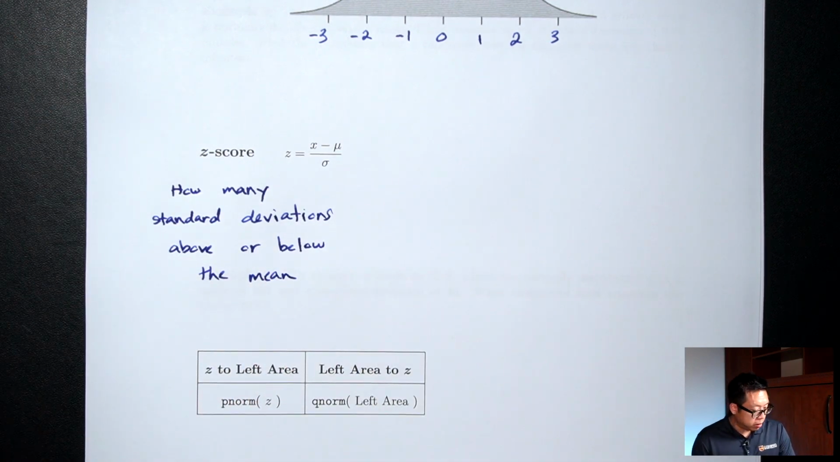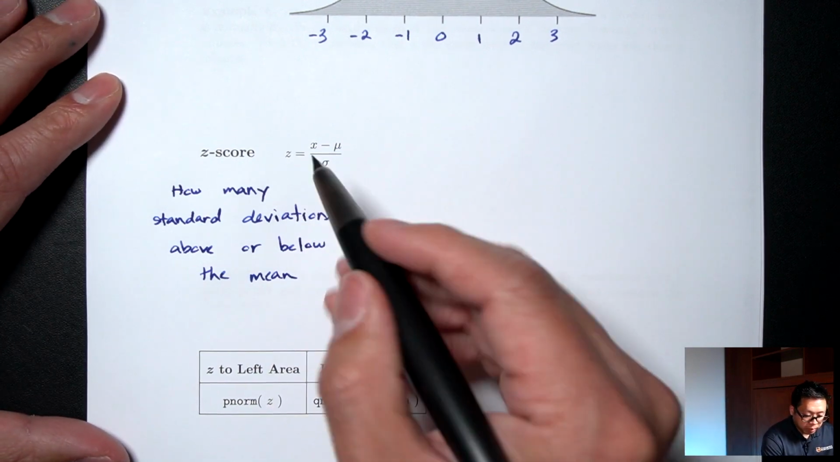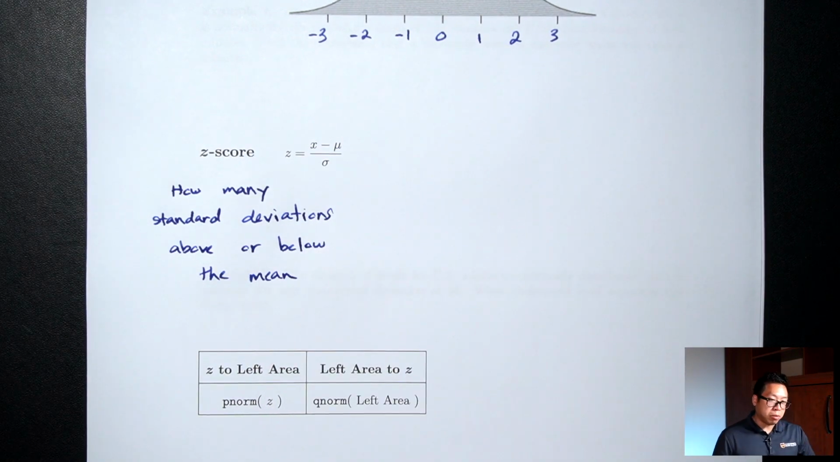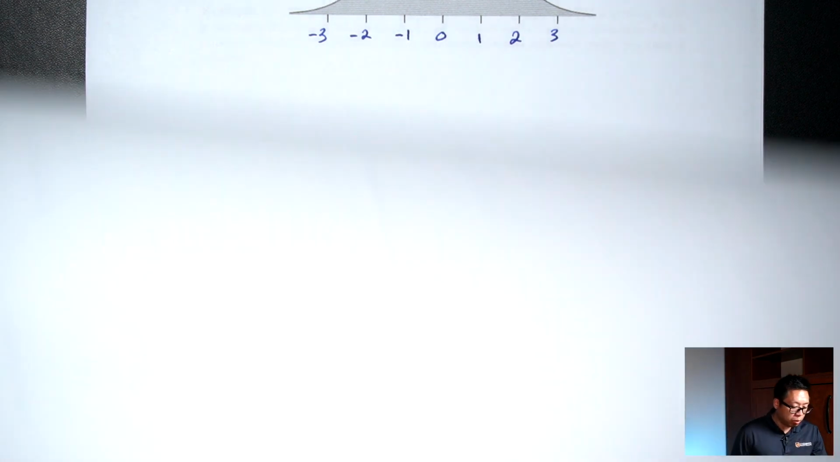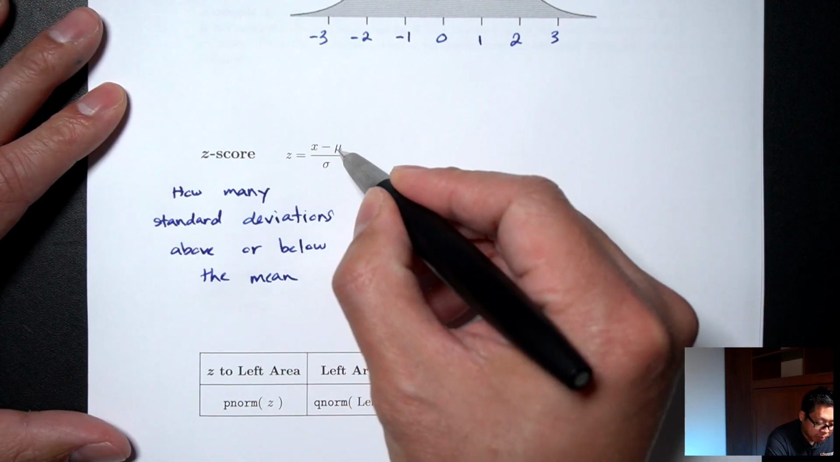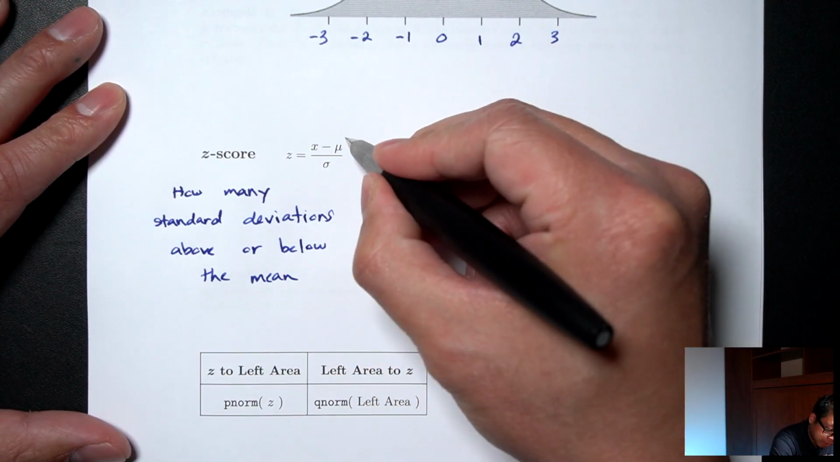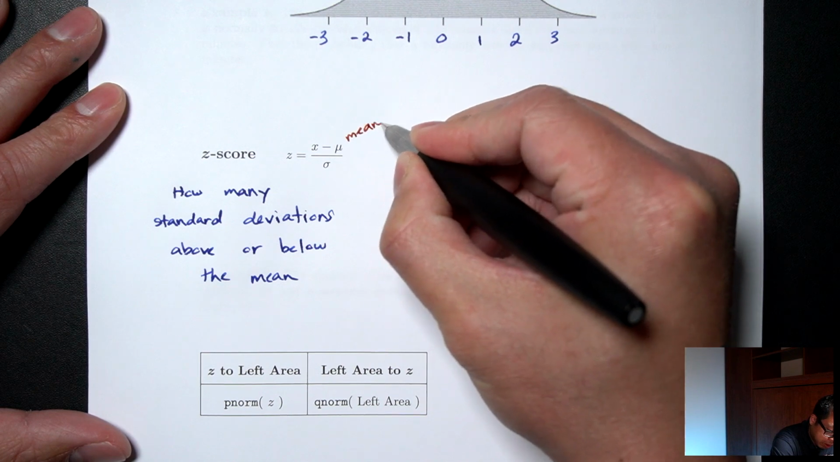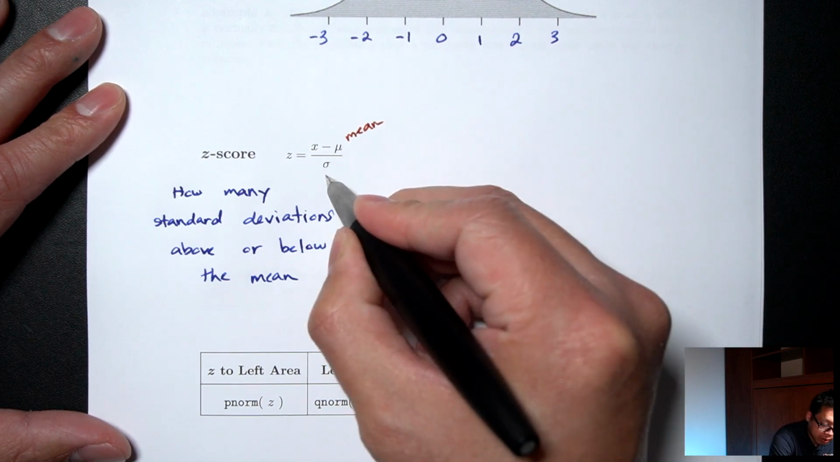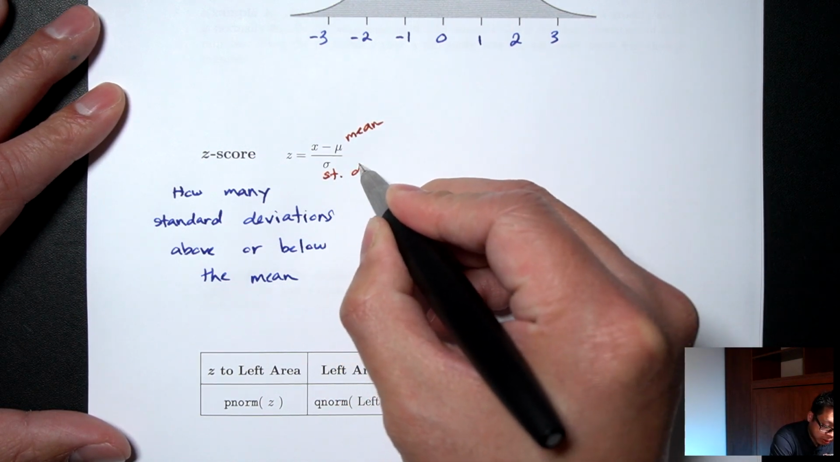Let me tell you what some of these symbols mean. Z is the z-score. X is the data value that you want to find how many steps above or below the mean. So X would be this 52 that we're talking about. Minus mu, that's the symbol for the mean. On the bottom, sigma, that's the symbol for standard deviation.